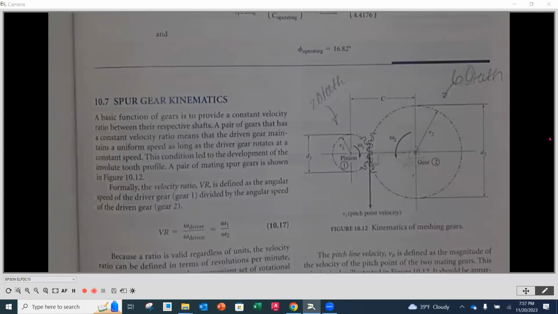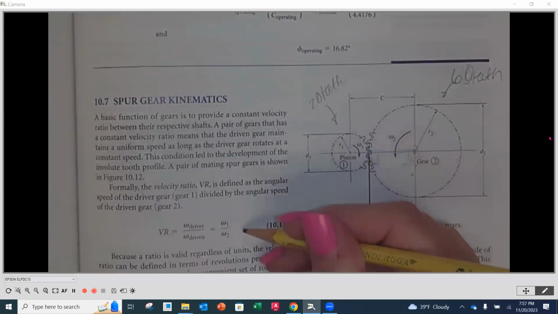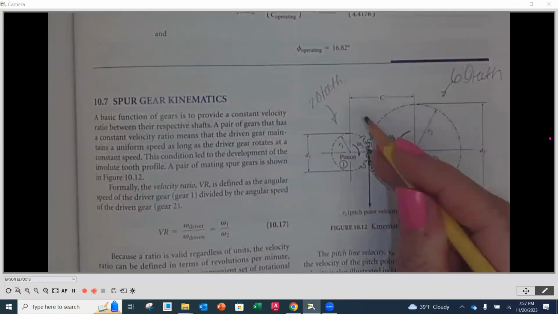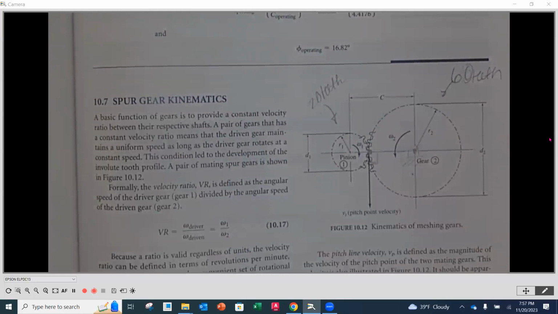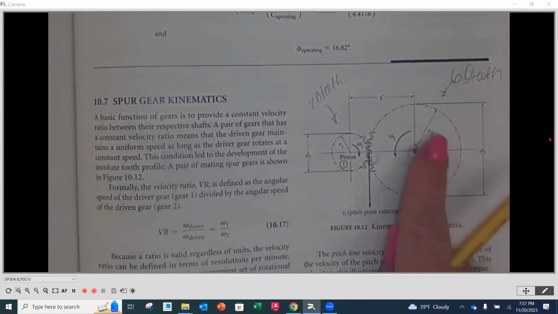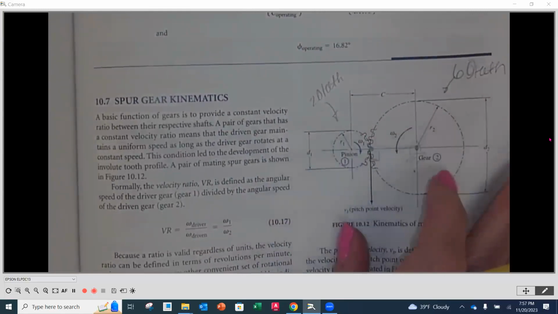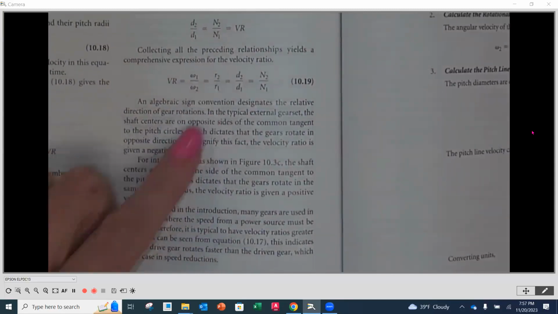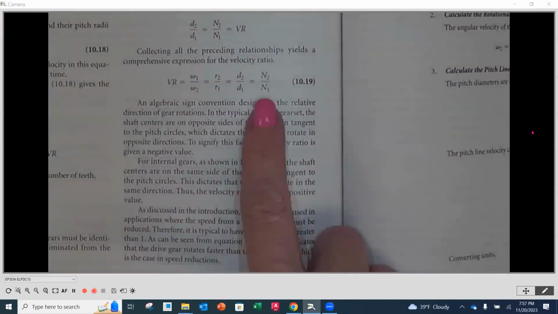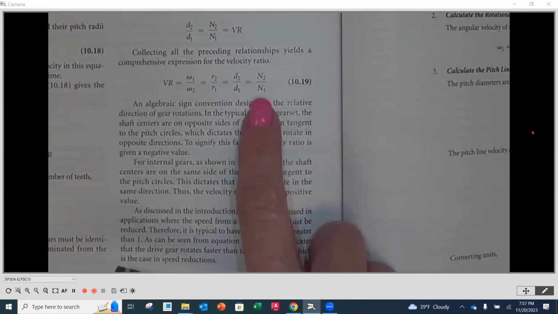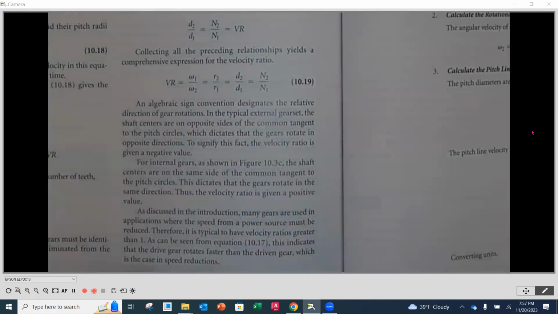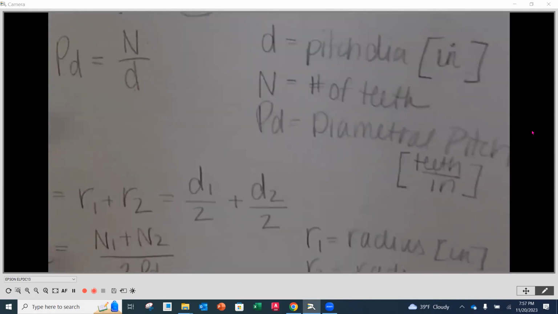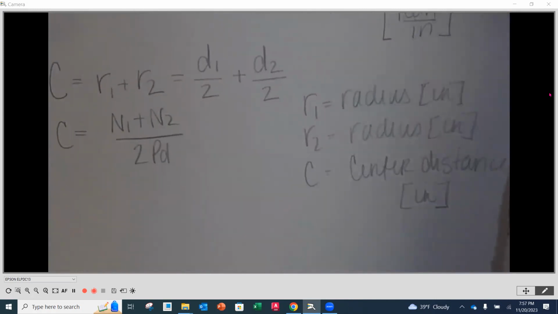Now, as we just illustrated, we can do this not only with the angular velocities, but also with the number of teeth. And if we know the diametral pitch and the number of teeth, we can do it with the pitch diameters as well. As we turn the page, up at the top of page 274, here are all our options for calculating velocity ratio. We're going to add these options to our equation sheet.